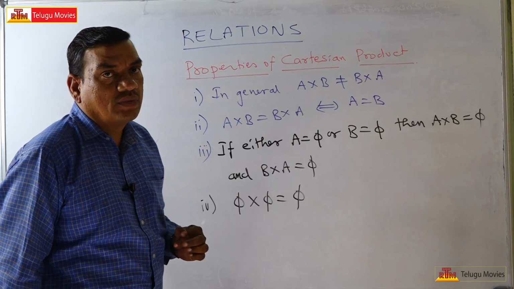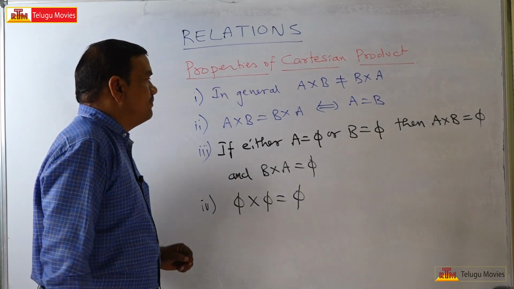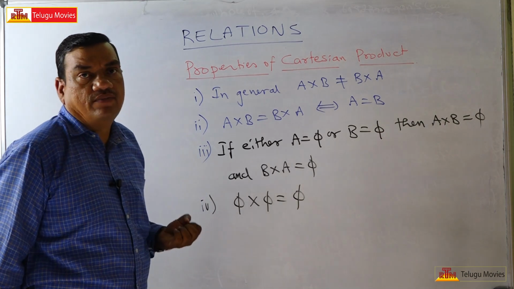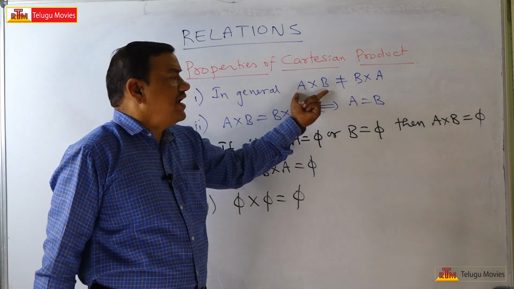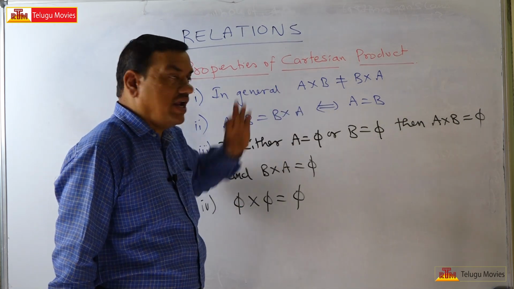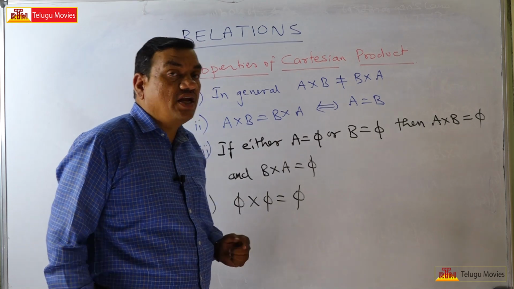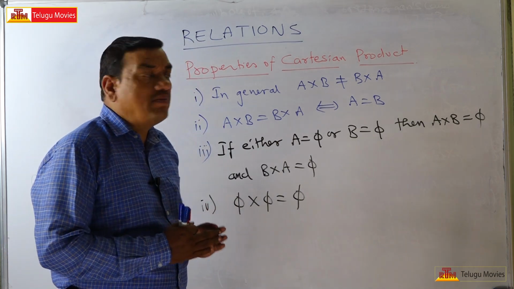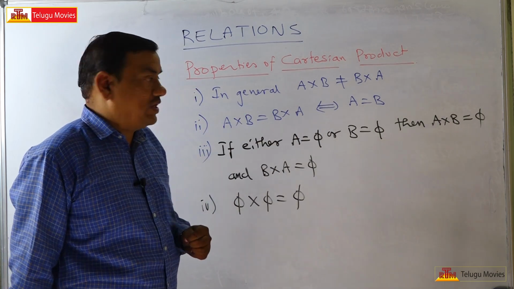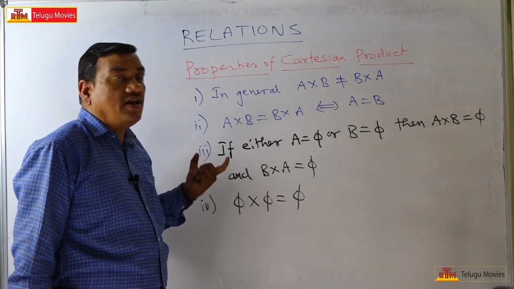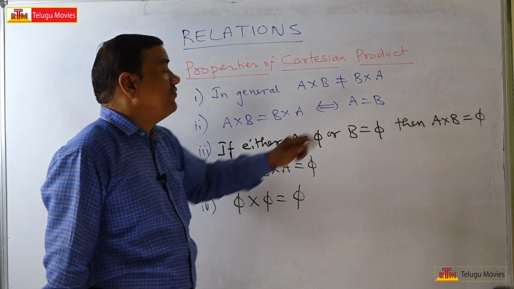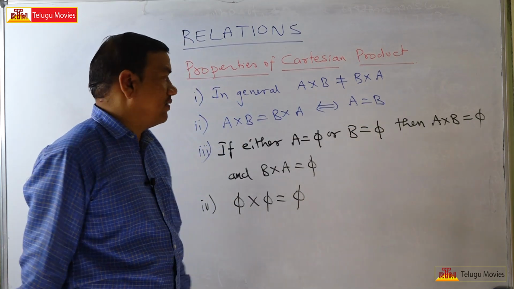Dear students, let us see the properties of the Cartesian product. In general, A cross B is not equal to B cross A. Why? Because clearly in A cross B, in the ordered pairs, all the first elements belong to A, whereas in B cross A, all the first elements belong to B. Then only we can say that A cross B is not equal to B cross A. If they are equal, that is A cross B is equal to B cross A, it is possible if and only if A is equal to B.